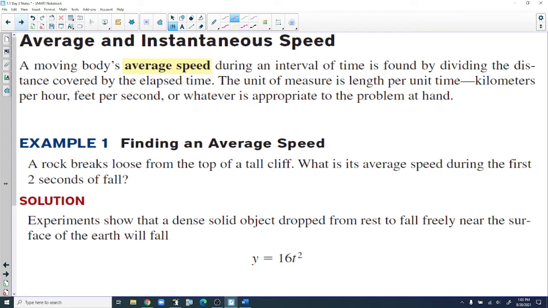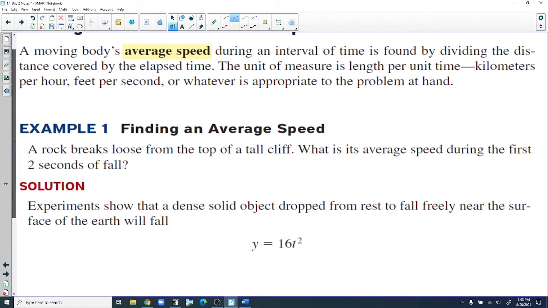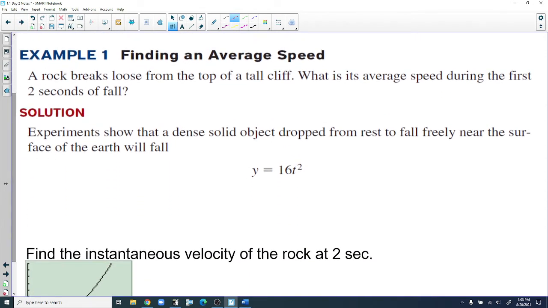Average and instantaneous speed. A moving body's average speed during the interval of time is found by dividing the distance covered by the elapsed time. The unit of measurement is length per unit time, kilometers per hour, feet per second, or whatever is appropriate to the problem at hand. Example 1. Find an average speed. A rock breaks loose from the top of a tall cliff. What is its average speed during the first 2 seconds of fall?